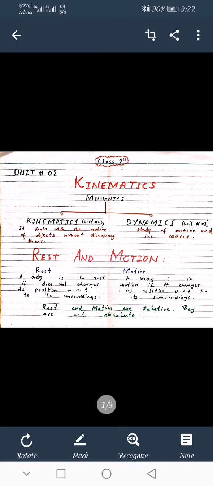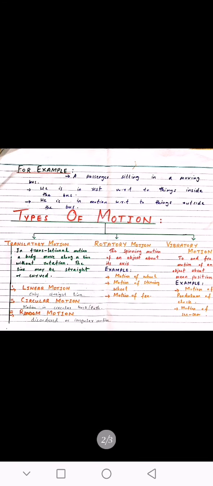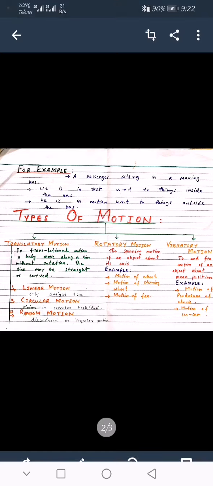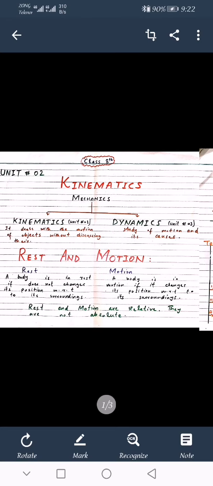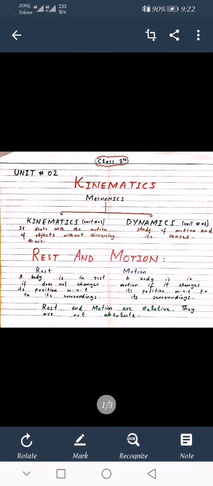So rest and motion are relative, they are not absolute. For example, a passenger sitting in a moving car is at rest and in motion as well. The person is at rest with respect to things inside the bus, and the same person is in motion with respect to the things outside the bus. So this example proves that rest and motion are relative, they are not absolute.